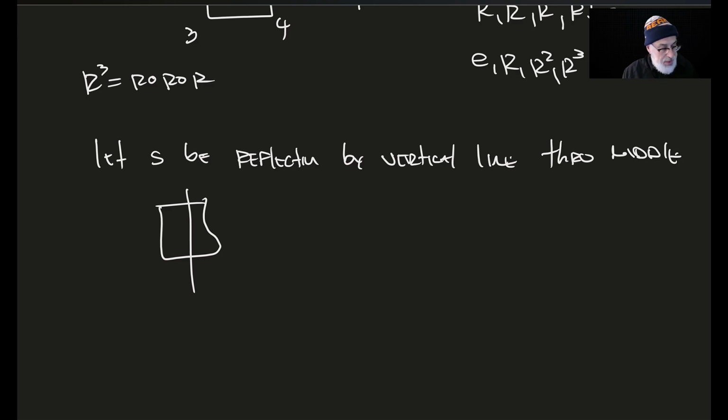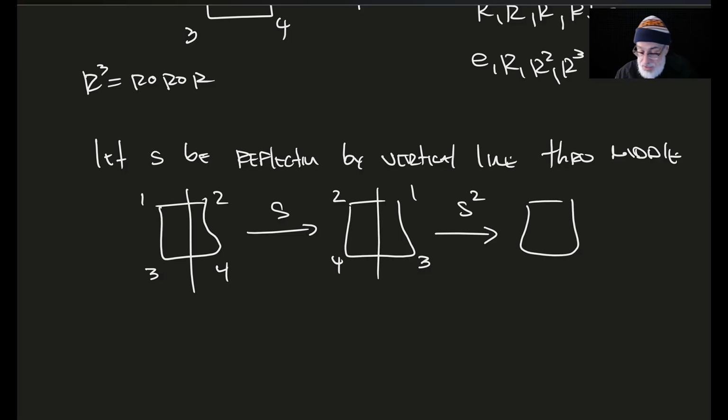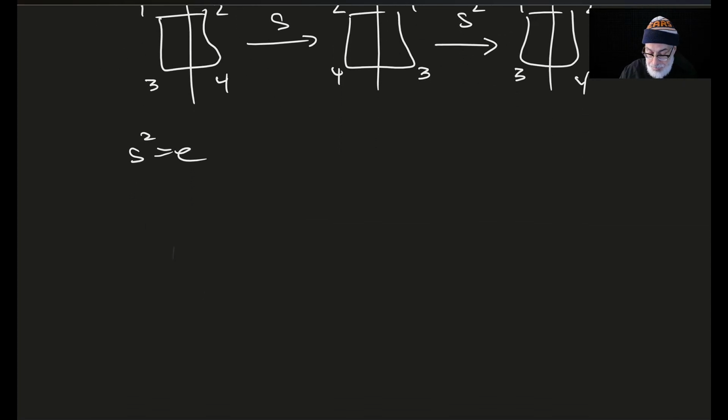And so how many of these will we have? Well, if I reflect it once about this line, I get 2, 4, 1, 3. And if I reflect it twice, in other words, apply S twice, I get 1, 2, 3, 4. So S squared gives us symmetry back to the first square. So S squared is the identity element.